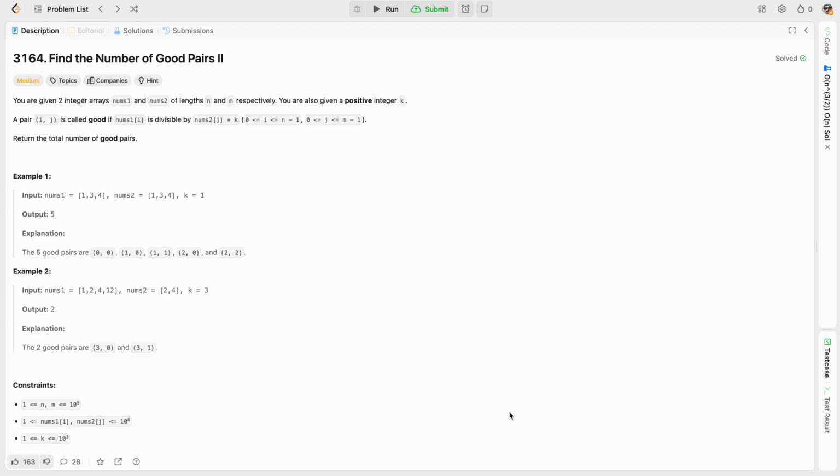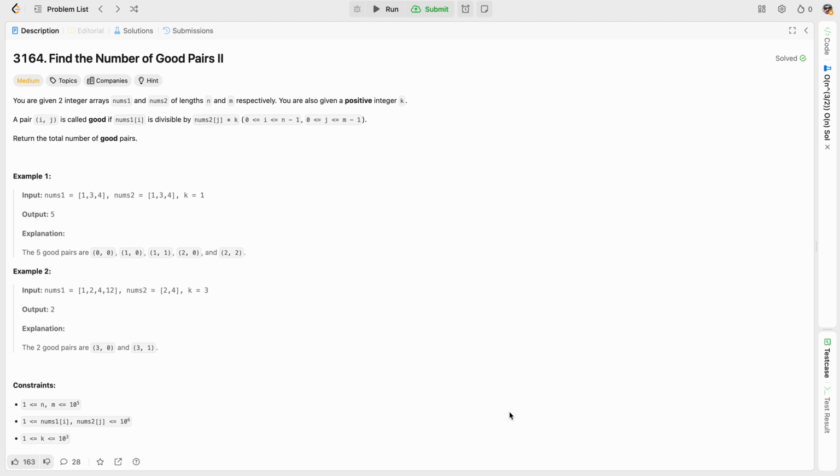Hey guys, today I want to share my solution for Find the Number of Good Pairs II. It's one of the weekly LeetCode challenges from last week's weekly LeetCode competition. And first, let's come to the description of the problem.